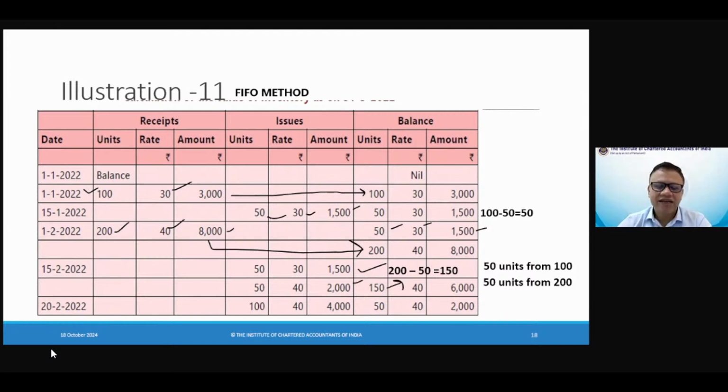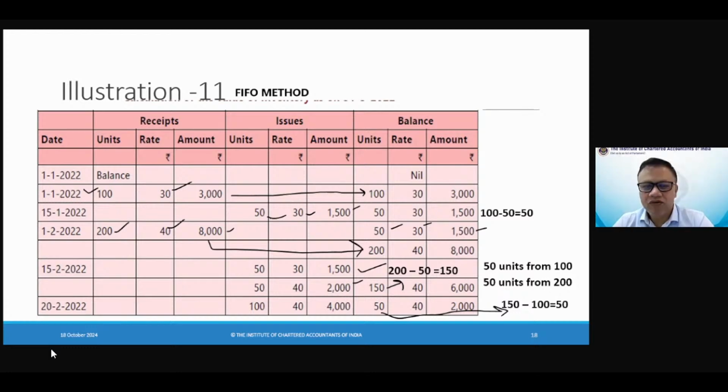Then on 20 February, the old stock is already gone. What is remaining is the new stock, the 200 units at 40 rupees. So 100 units into 40 is 4,000. When it's gone, your balance is now only 50 units. So 50 into 40, 2,000 rupees. So this is how you get the valuation of inventory under the FIFO method for the description I have given in the question.